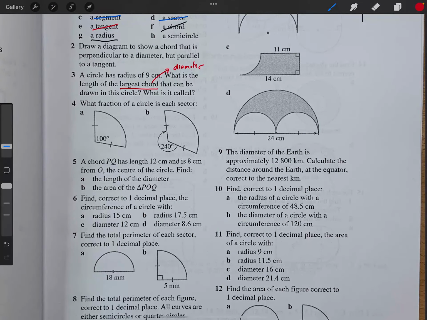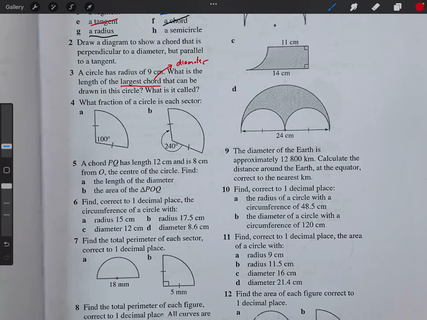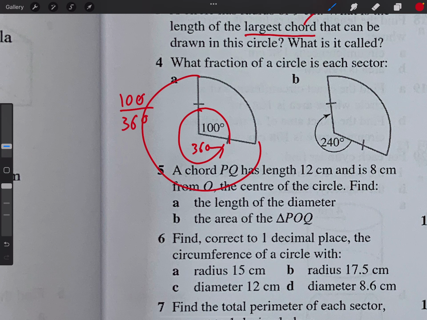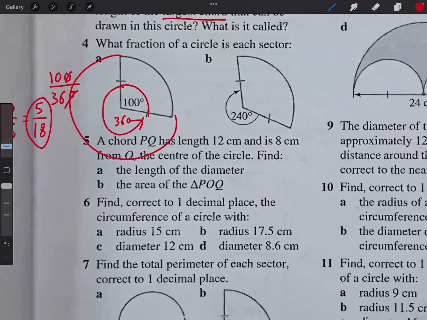Question 4. What fraction of a circle is each sector? To find the fraction of the circle, we just put the angle over the whole amount of a circle, and the whole amount of a circle is always 360. So we'll do 100 over 360. Simplify that, cross out the zeros, you get 10 over 36, and simplify that, you get 5 over, what is this, 18. So 5/18. There's your fraction. You can do the same thing for this one.